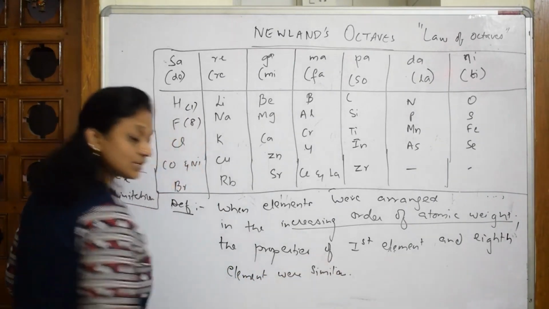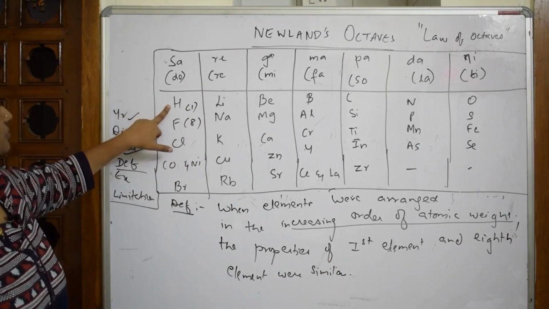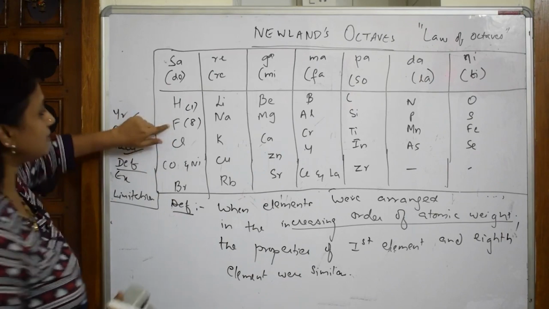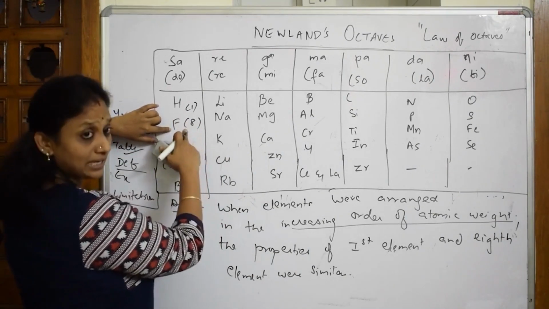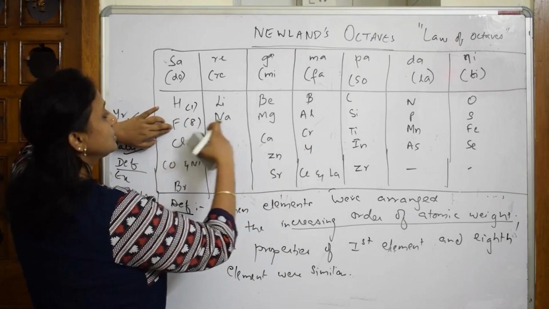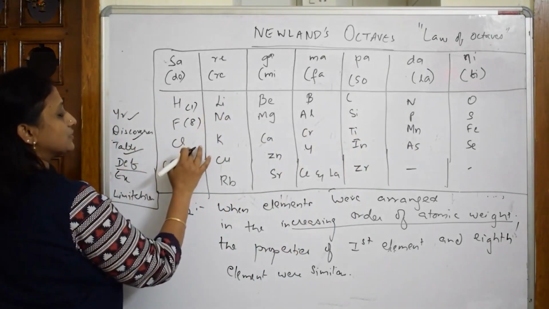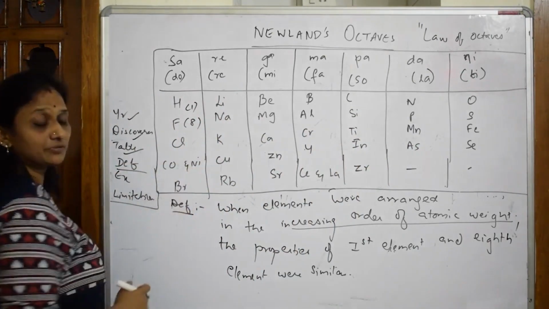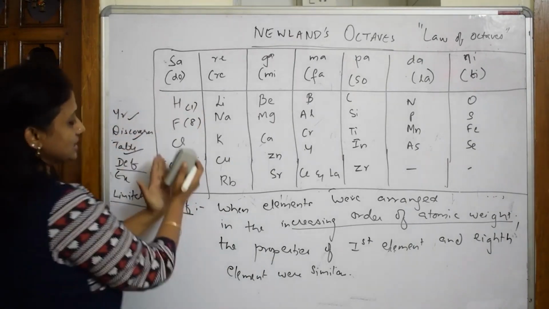What does it mean to say? He said when you are arranging the 56 elements, the property of the first element and the eighth element is similar. Again, if I take fluorine, if I took this as 1, this will be 8. Now, when I'm considering the second set, this will be 1 again. This is 1, 2, 3, 4, 5, 6, 7, 8. Again, this is the eighth element for this. So, every eighth element, whichever has similar properties, he has placed in this way.